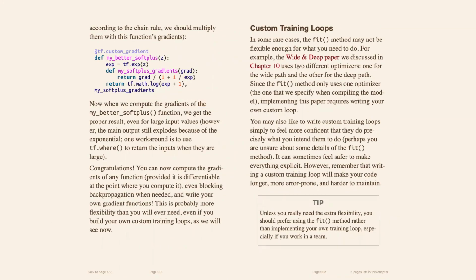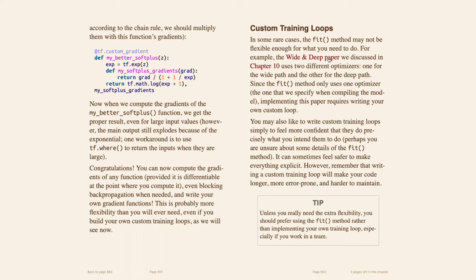So wide and deep, we discussed in chapter 10, uses 2 different optimizers, one for the wide path and another for the deep path. Since the fit method only uses the one optimizer, the one that we specify when compiling the model, implementing this paper requires writing your own custom loop. You may also like to write custom training loops simply to feel more confident they do precisely what you intend them to do. Perhaps you are unsure about some details of the fit method. It can sometimes feel safer to make everything explicit. However, remember that writing a custom training loop makes your code longer, more error prone, and harder to maintain, obviously.